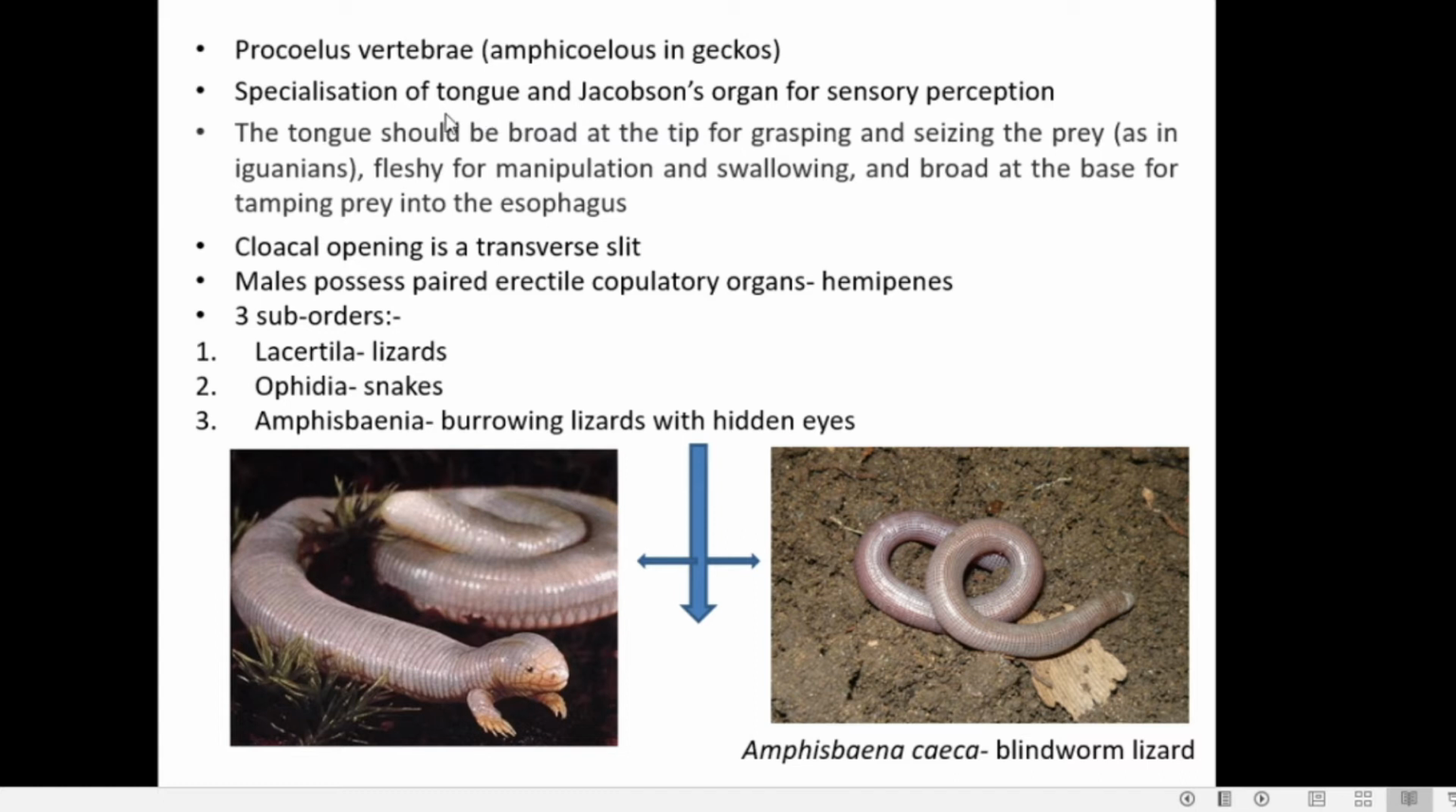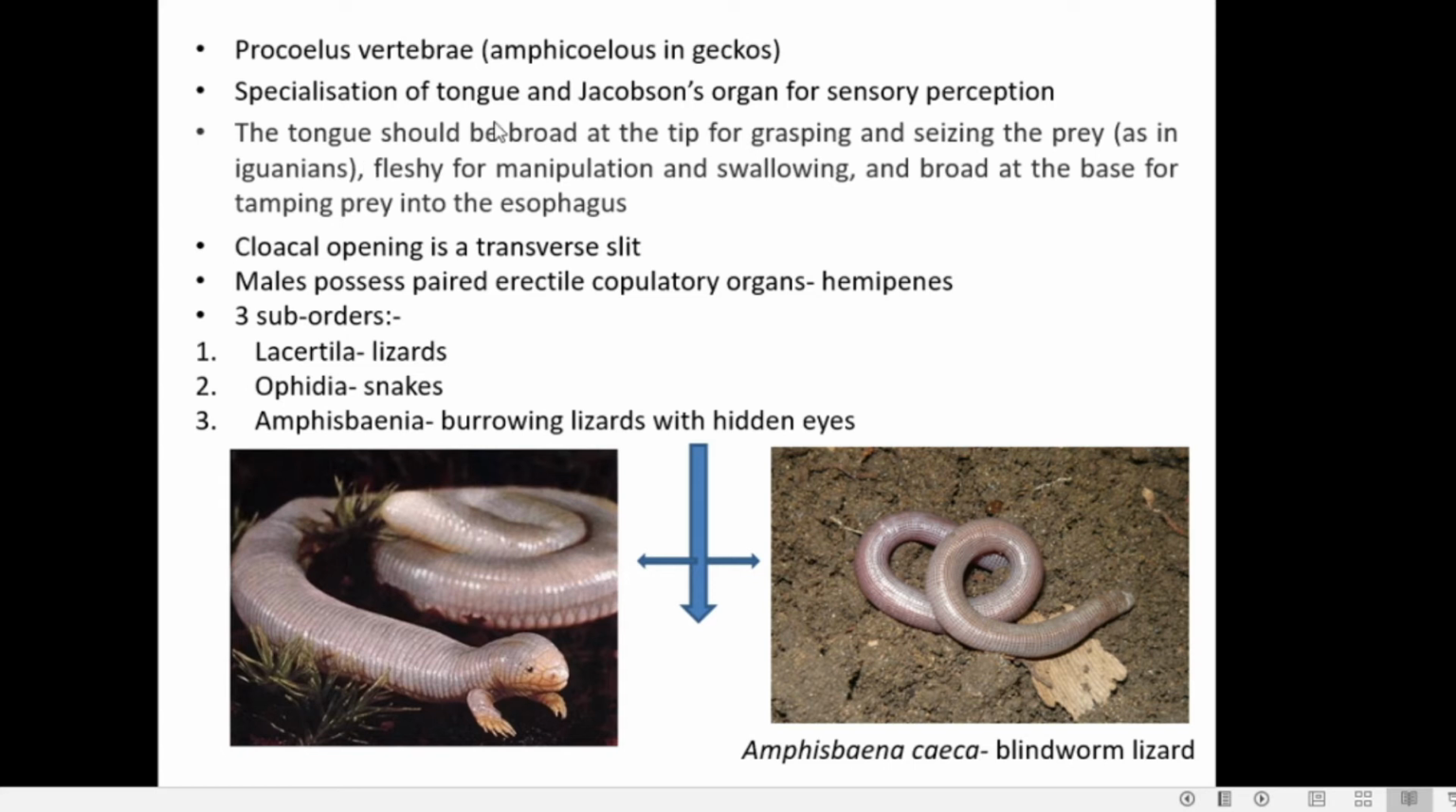Then the tongue is also specialized in squamates. In certain lizards the tongue is broad at the tip, which helps in grasping and seizing the prey, for example in iguanid squamates. They are fleshy for manipulation and swallowing in some forms, and in some forms it is broad at the base for pushing the prey into the esophagus. So the tongue is variously modified in different types of lizards, and it is highly specialized for prey capturing.